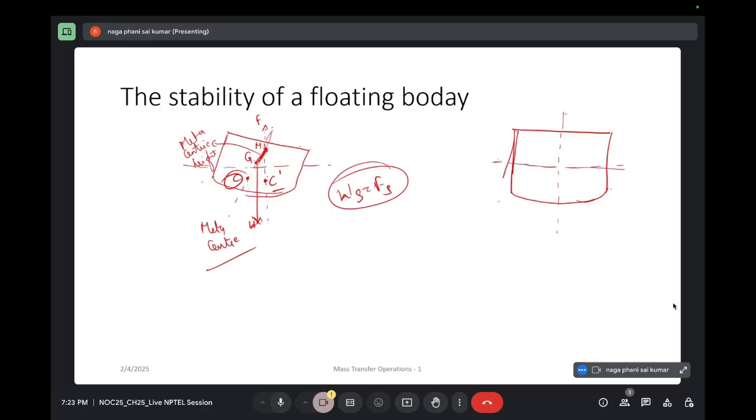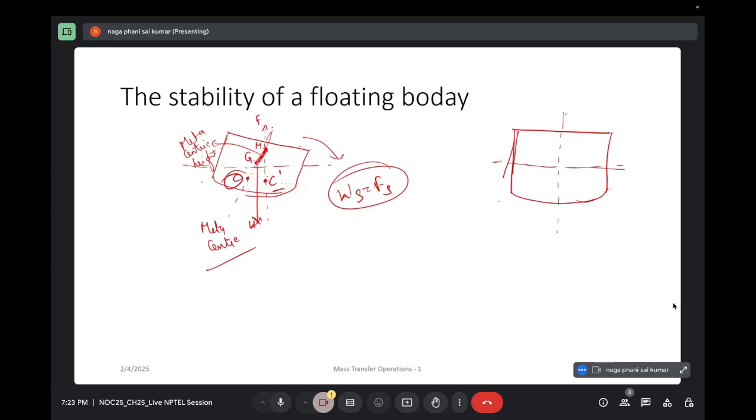Okay, there is a significance for this. If you observe, if the ship or the body tilts more in this direction, this C will be shifting in the outward direction, right? So if this is shifting in the outward direction, what happens is that this point M will be moving closer to point G. Okay, and after a certain time, this M will be moving below G.